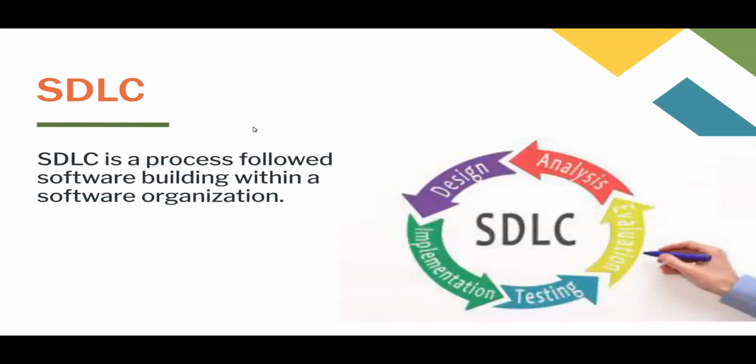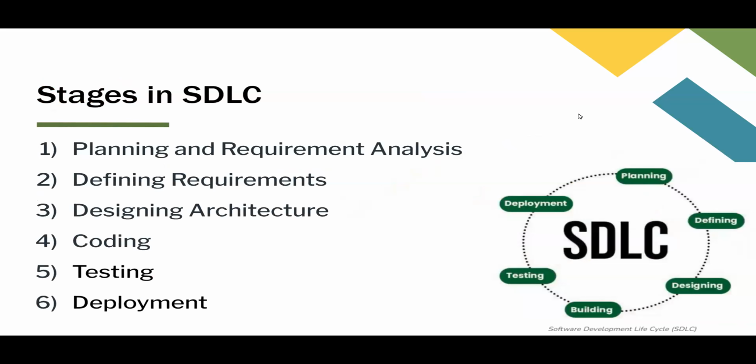STLC is a process followed for building software within a software organization. What we did in our project has many stages. The first stage is planning and requirements gathering, where the product owner will have a discussion with the team members, and we will all get the requirements, the basic requirements requested from the company side.